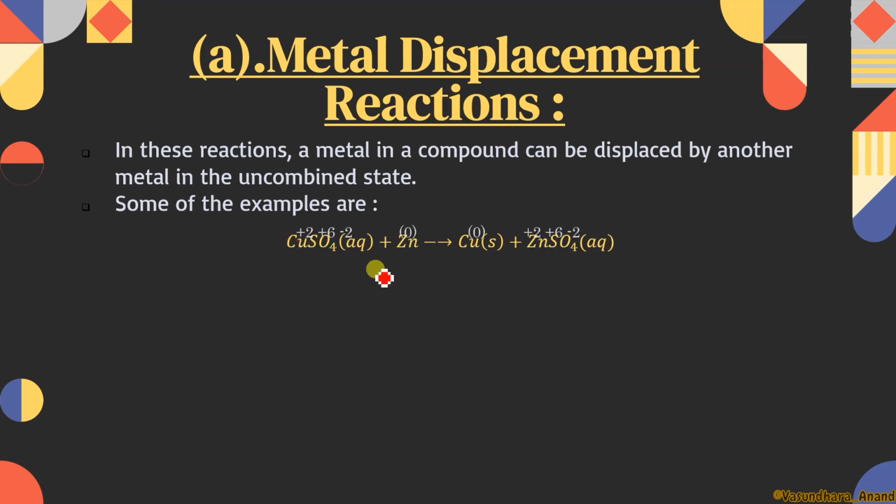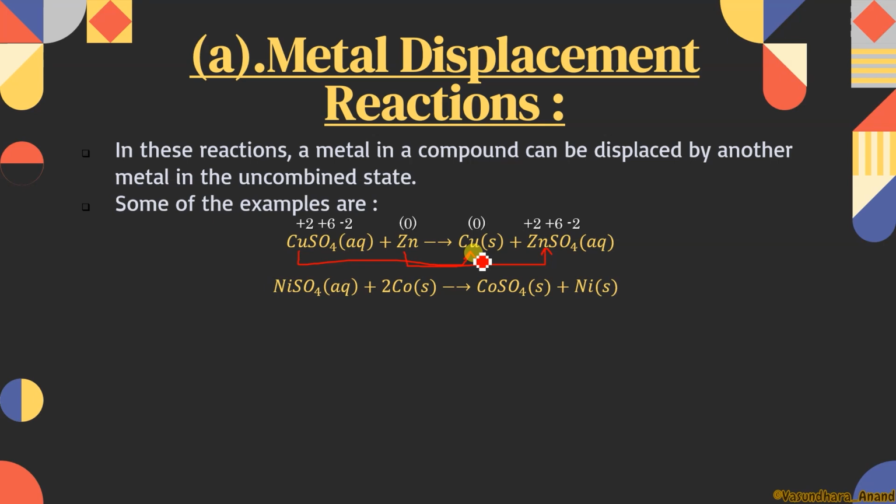Another reaction you have done is with Fe, instead of Zn. The blue color will turn into green color because FeSO4 will be the product. Now if you check the oxidation number, copper is in +2 state always, sulfur is in +6 and oxygen is in -2. As you know, Zn is in 0 state. So you can see that Zn is going to be oxidized to Zn +2 while copper is going to be reduced to copper 0. So this is an example of redox as well as the metal displacement reaction, in which the redox reaction also takes place.